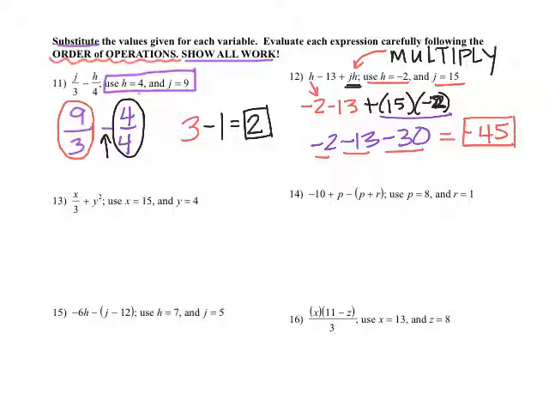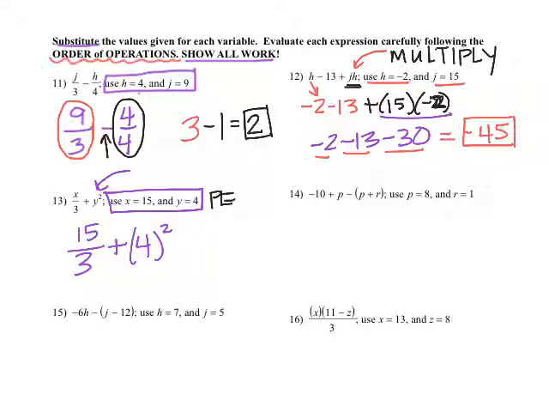And then the final problem that I'm going to do with you on this video is going to be number 13. In number 13, it says, please use 15 in place of x and 4 in place of y. So I'm going to set this up. I'm just going to plug in the numbers that they told me to use. Now you notice here that we have an exponent. And if you think back to PEMDAS, we don't have any parentheses, but we do have the exponent. So let's work on that exponent.